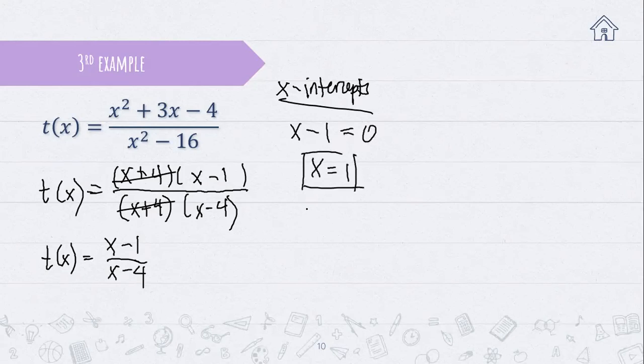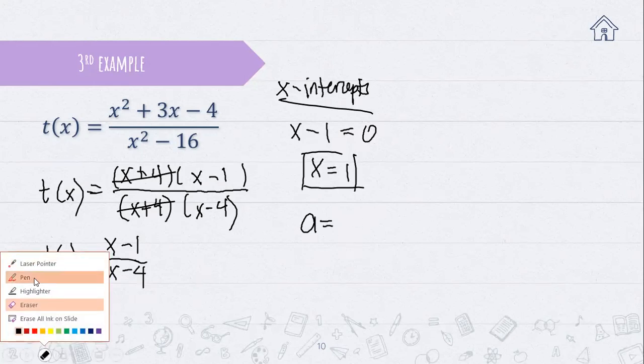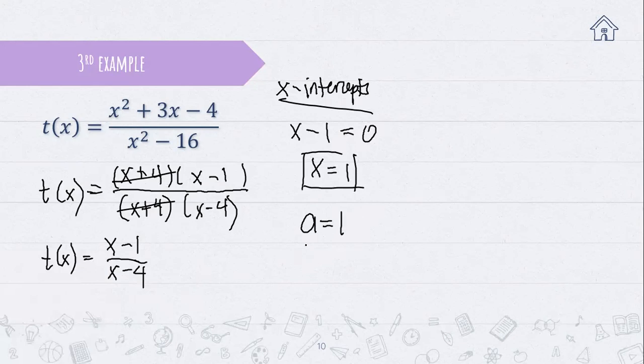Ayan. So, a is -1. Ay, sorry. A is 1, which means tatama ang graph natin at 1, 0. Okay. Y-intercept naman.